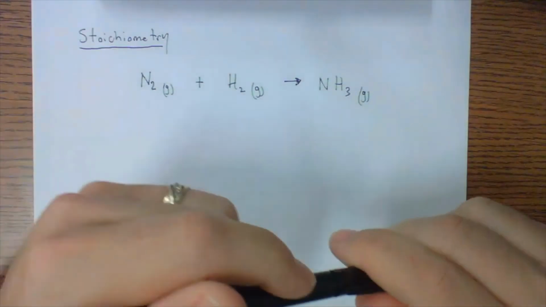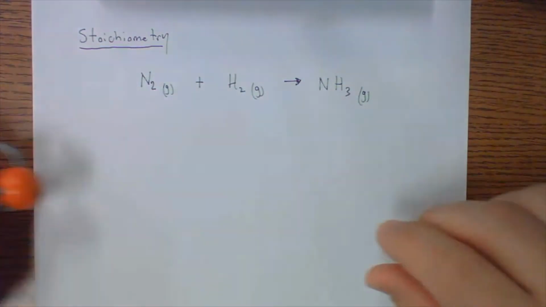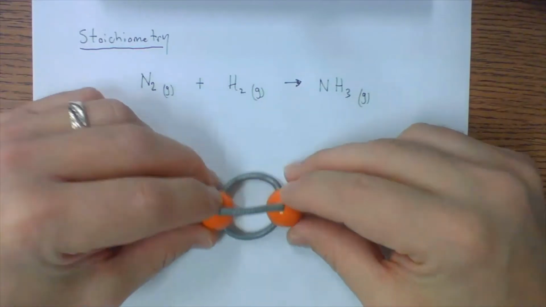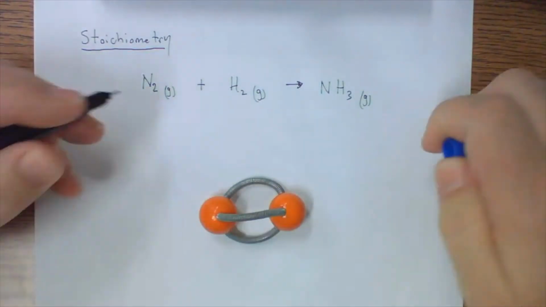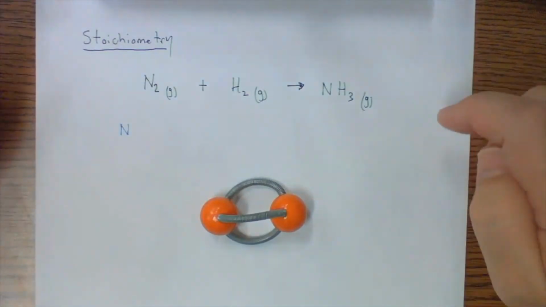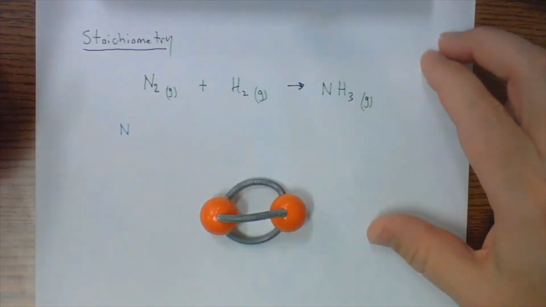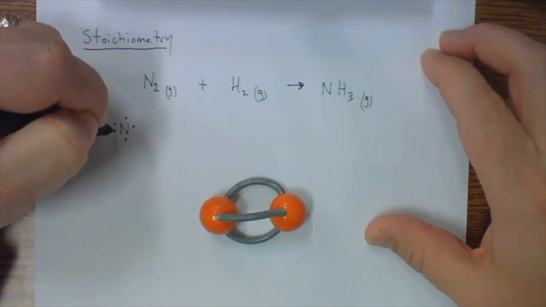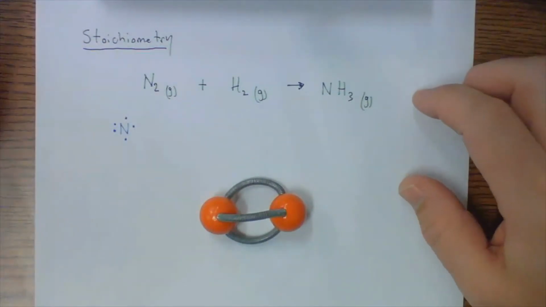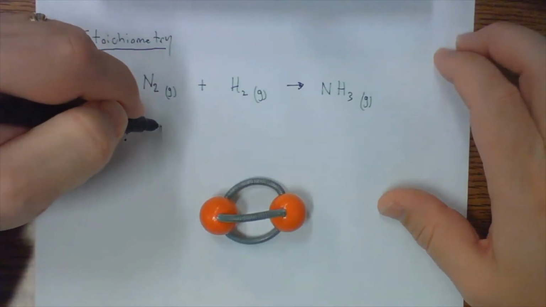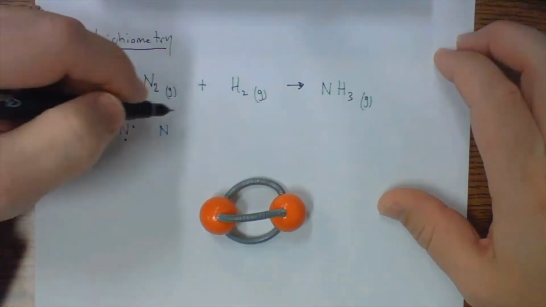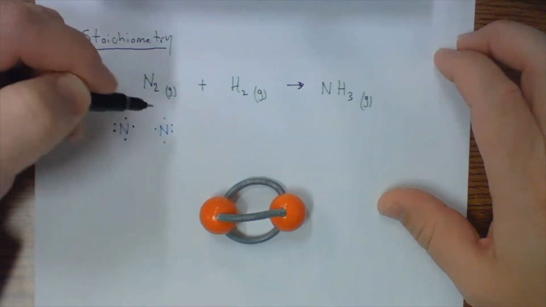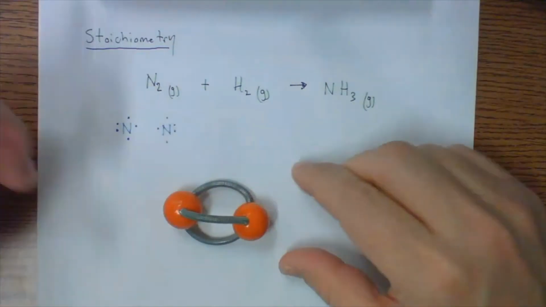If I back things up a little bit, to when we looked at the structure, this is our nitrogen. Nitrogen as an atom has 5 valence electrons, so 1, 2, 3, 4, 5 valence electrons. Then we have another nitrogen, because it bonds with itself. This is why it's diatomic. It's going to have another 5 valence electrons.